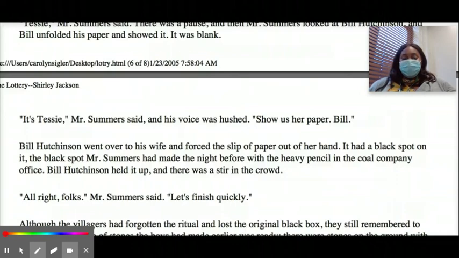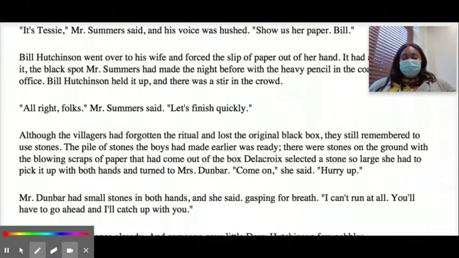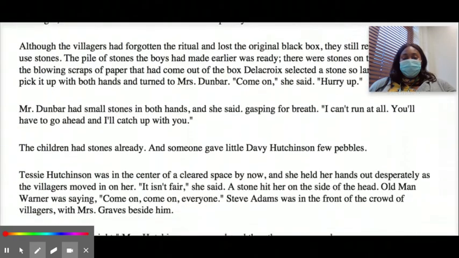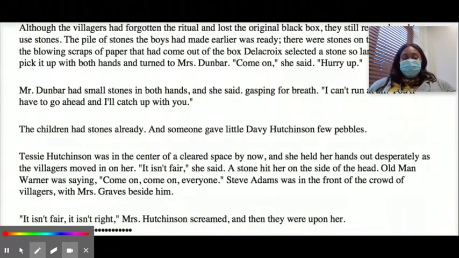Let's finish quickly. Although the villagers had forgotten the ritual and lost the original box, they still remembered to use stones. The pile of stones the boys had made earlier was ready. There were stones on the ground with the blowing scraps of paper that had come out of the box. Delacroix selected a stone so large she had to pick it up with both hands and turned to Miss Dunbar. Come on, she said. Hurry up.